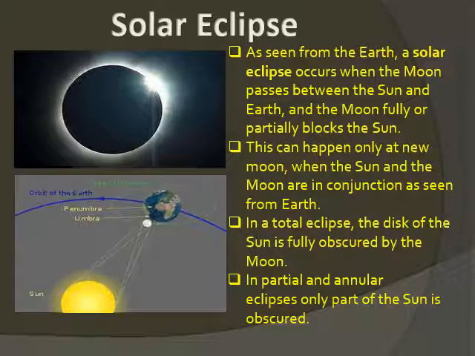Solar eclipse. As seen from the Earth, a solar eclipse occurs when the moon passes between the sun and the Earth, and the moon fully or partially blocks the sun. This can happen only at new moon, when the sun and the moon are in conjunction as seen from the earth. In total eclipse, the disk of sun is fully obscured by the moon, and in partial and annular eclipses, only part of sun is obscured.